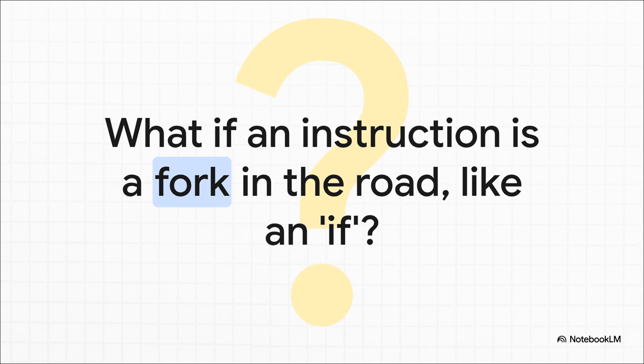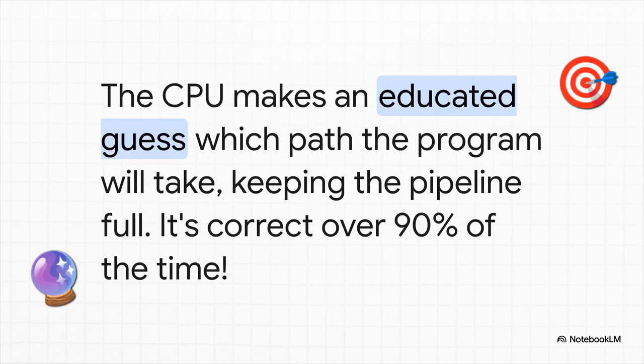So what happens when the program hits a fork in the road, like an if statement? We don't know which instructions to load into the pipeline next until that if is finished. So does the whole assembly line have to stop and wait? Because if it does, you just threw away all of your performance gains. And here's where it gets really, really clever.